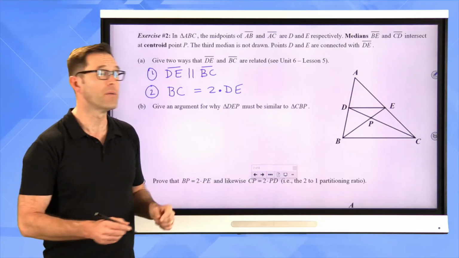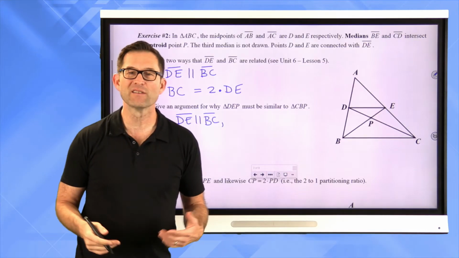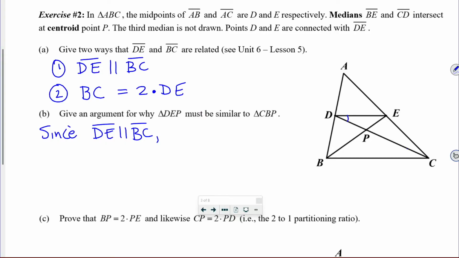All right, well, let's get this down. Since DE must be parallel to BC, what's got to be true? Well, parallelism is all about angles, right? So that means that this angle must be congruent to that angle. Let me write that down. So angle EDP must be congruent to angle BCP.